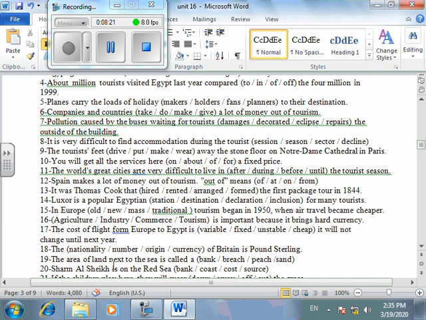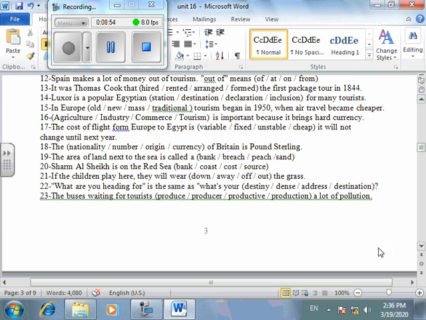17, the cost of flight from Europe to Egypt will not change until next year. So it is, yes, fixed. 18, the currency of Britain is pound sterling. Yes, I can hear you. The currency of Britain. Very good. 19, the area of land next to the sea is called a beach. It's called a beach.